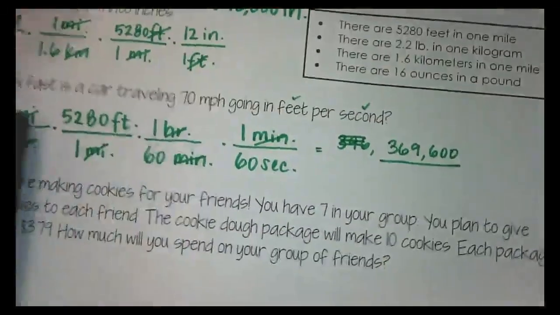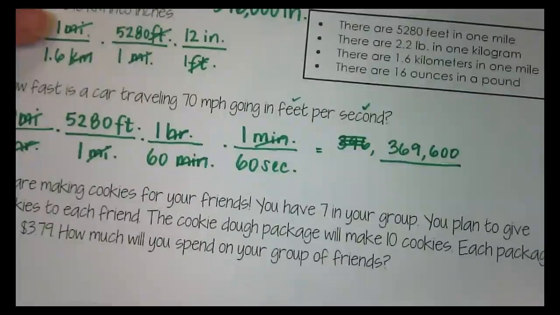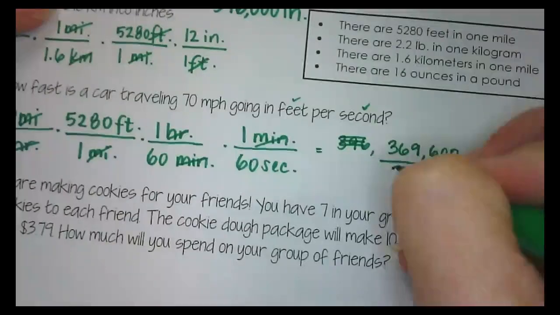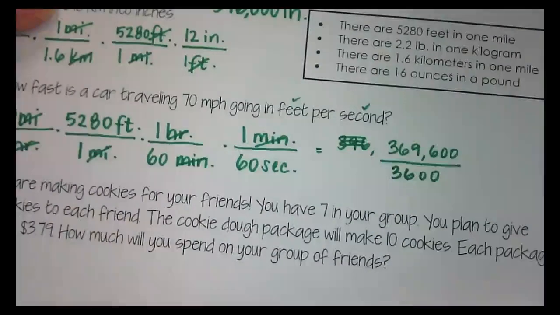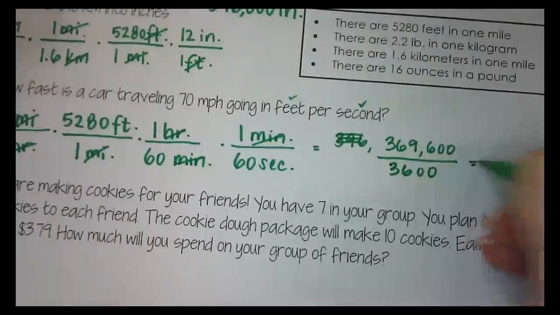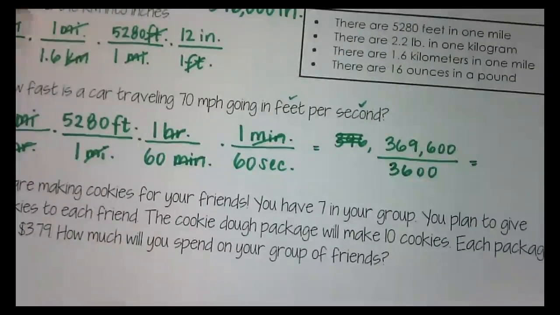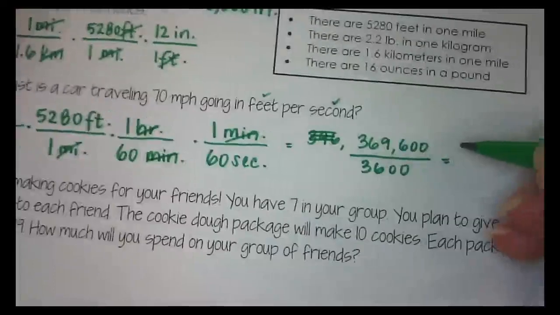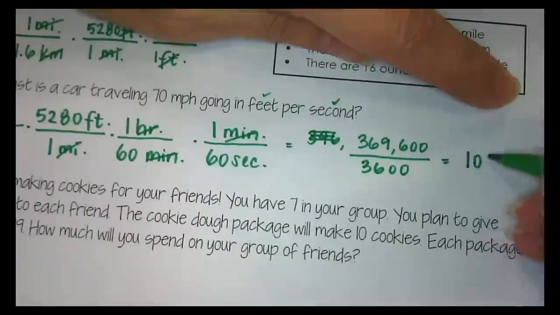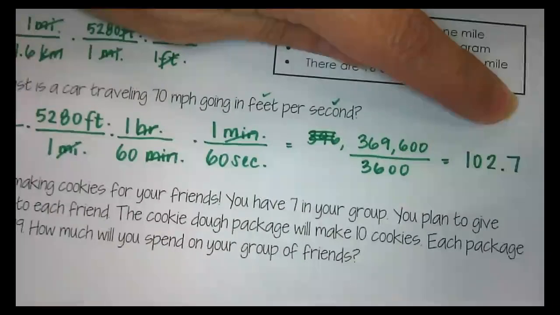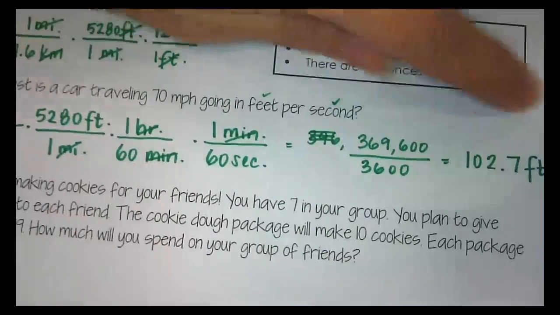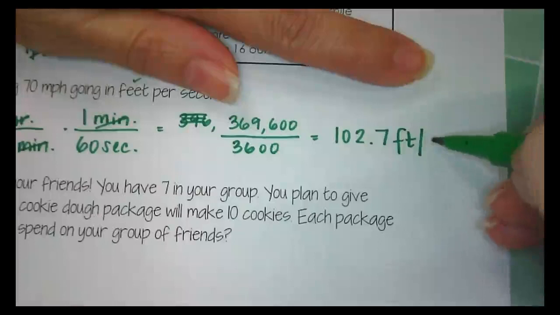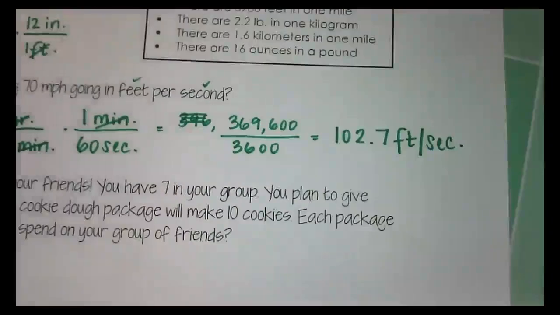369,600. All right, and then on the bottom, we just have 60 times 60, which is just 6 times 6 with 2 zeros. All right, so now last thing we need to do is 369,600 divided by, and of course we can cancel those zeros out, but all right, so it looks like it's going to be 102.7 feet per second. Oops, sorry, going off the screen here. Feet per second.